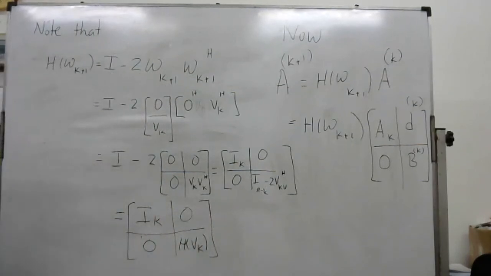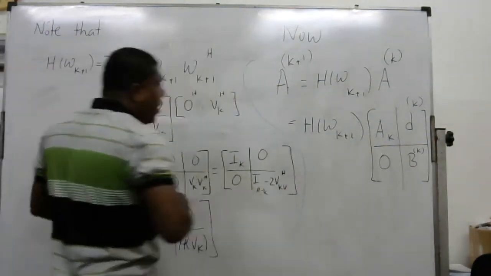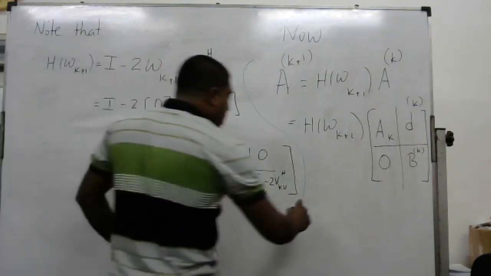Right, so this is how we have this. Right, so we are able to write down H omega k plus 1 as a block form also. So we come back here, and then you can write this into a block form and multiply.